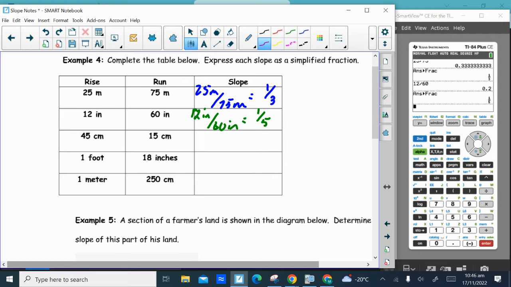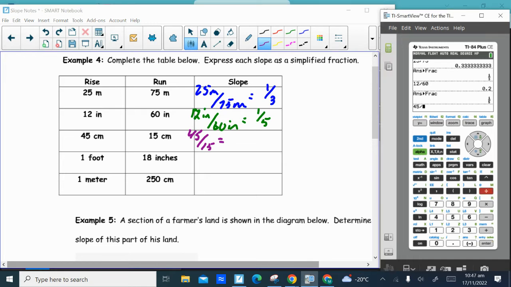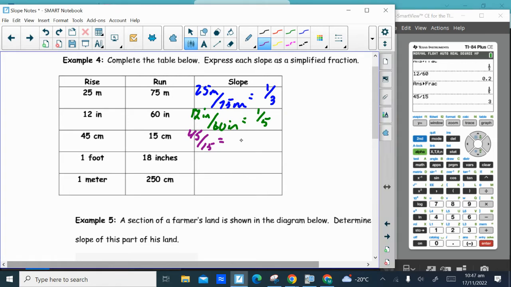Question, or the third one, they're both in centimeters, so we don't have to do any conversions. It'll just be rise divided by run. And 45 divided by 15 is exactly 3. That's the slope of that line. All three of these have a positive slope, so as you go left to right, the line is rising.